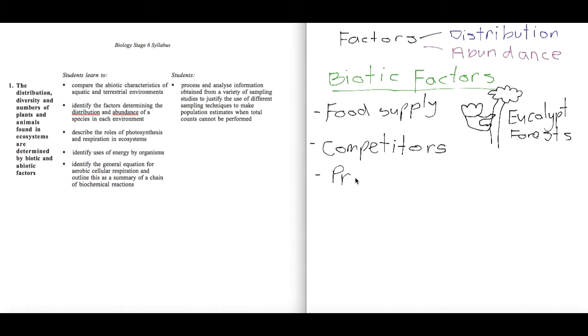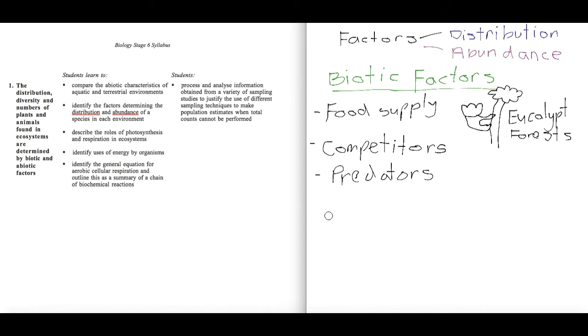Okay, the number of predators in an area can also affect the distribution and abundance of species. Again, if you have a large number of predators in an area, you may have organisms moving out of that area or organisms dying, so affecting their abundance.